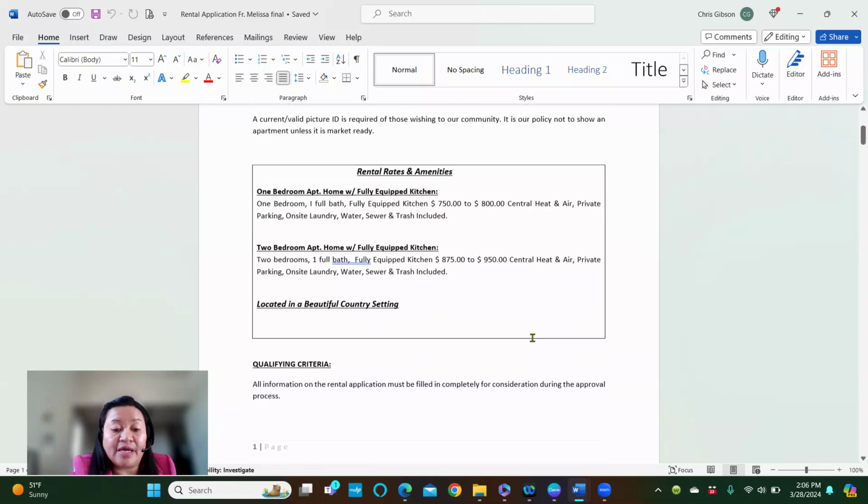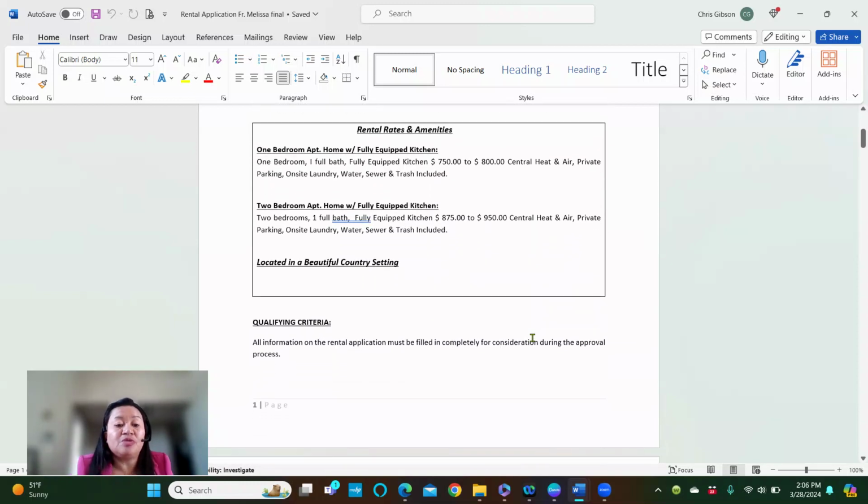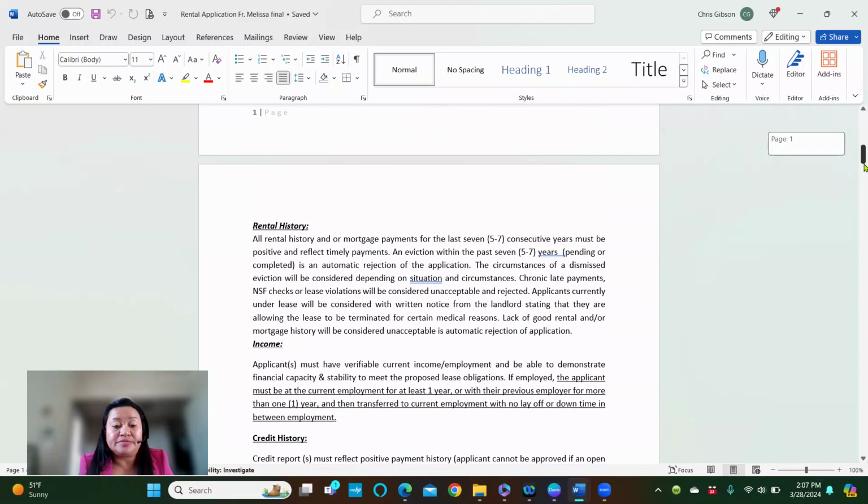So here is also where you put the descriptions of the area. If it is, like ours, located in a beautiful country setting, we write it down in here. So here is the qualifying criteria. All information on the rental application must be filled in completely for consideration during the approval process. So write it down in there.